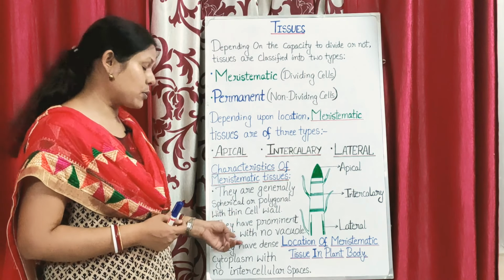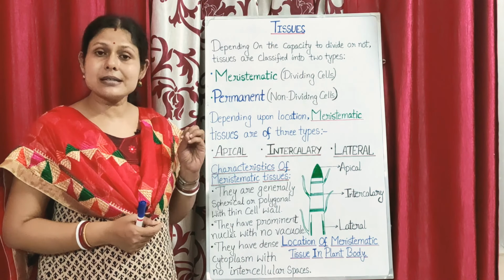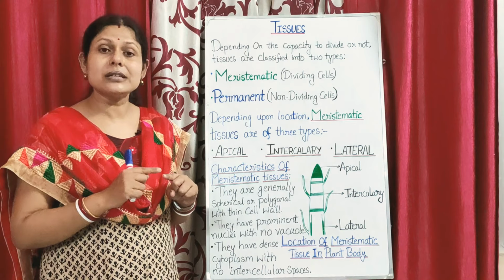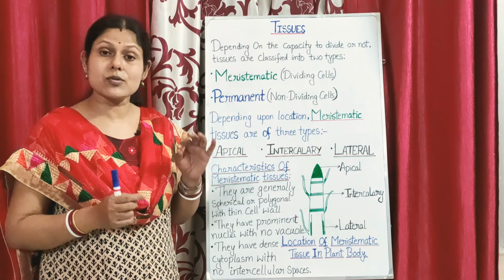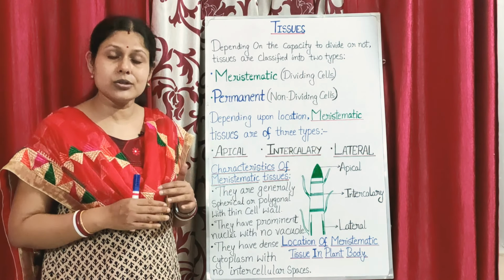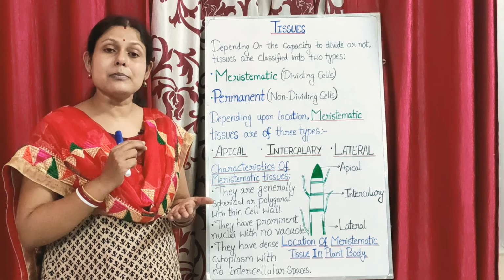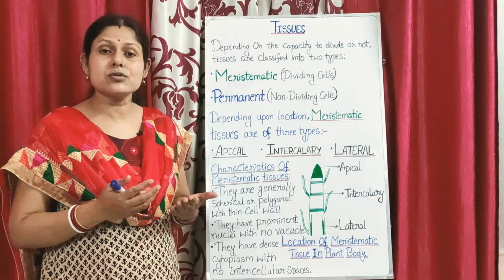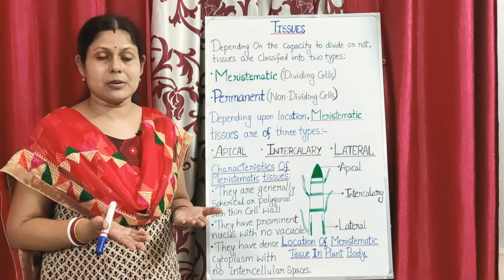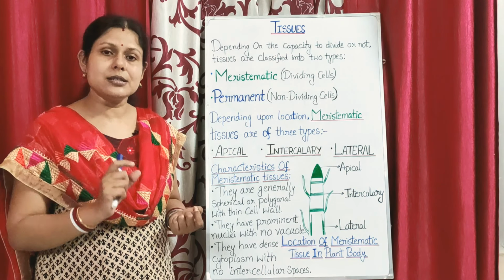Next, they have a prominent nucleus, because the nucleus is a characteristic of a cell. The nucleus decides the cell division, because all the genetic information is stored in the nucleus. So a nucleus is a must in the case of a dividing cell. If there is no nucleus, then the division of the cell cannot take place. So it has a prominent nucleus.